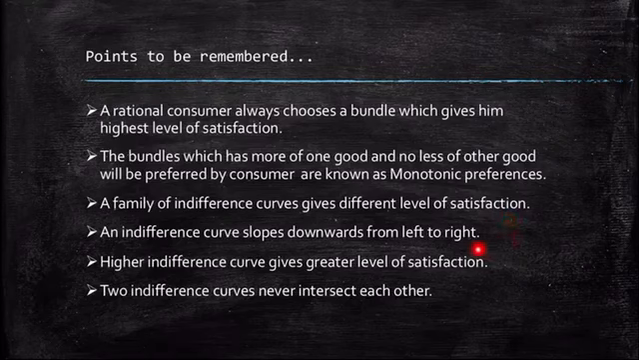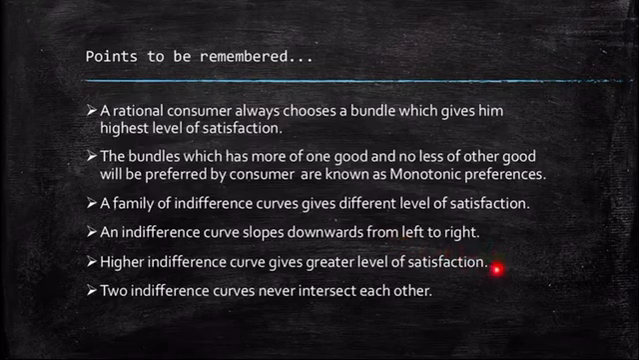And we discussed the features of indifference curves, like an indifference curve should slope downward from left to right. The reason behind that is, if the consumer wants to gain one good, it is possible only when he is ready to sacrifice another good. So it makes the indifference curve slope downwards from left to right.